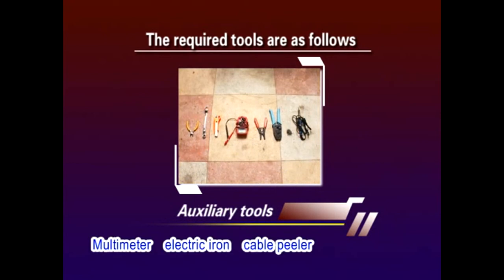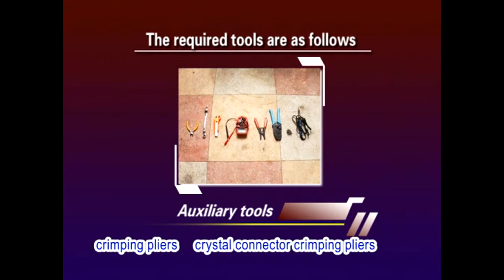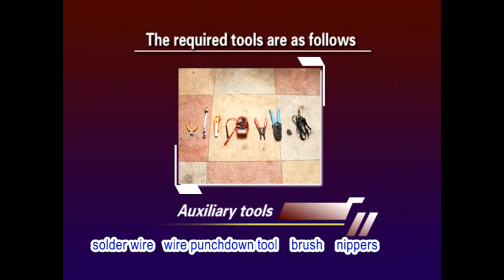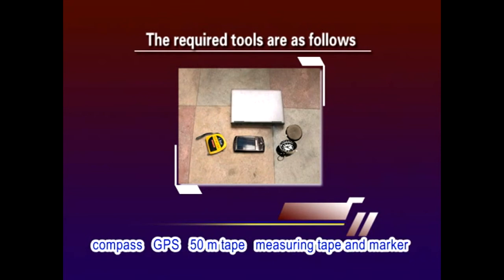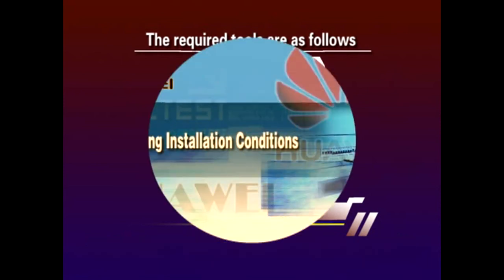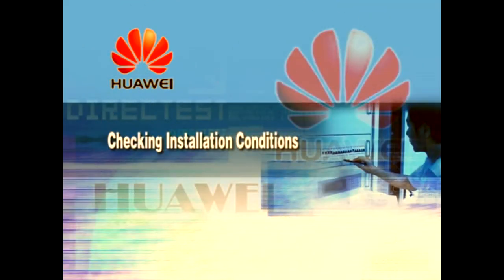Auxiliary tools: multimeter, electric iron, cable peeler, crimping pliers, crystal connector crimping pliers, solder wire, wire punch-down tool, brush, and nippers. In addition, you also need to prepare laptop, compass, GPS, 50-meter tape, measuring tape, and marker. 3. Checking installation conditions.